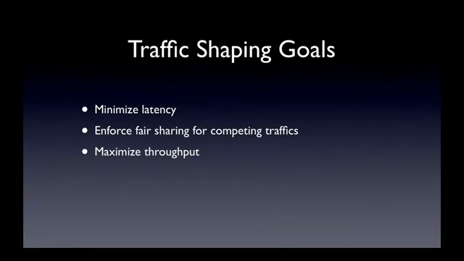Okay, now let's get to the point and talk about traffic shaping. So we're trying to accomplish a few different things. We're trying to keep latencies as low as possible, and we're trying to make sure that throughput is as high as possible. Now, obviously, something's got to give because there's going to be congestion. So when there is congestion, we want to try to enforce a fair sharing of the resources across the various competing traffic types.